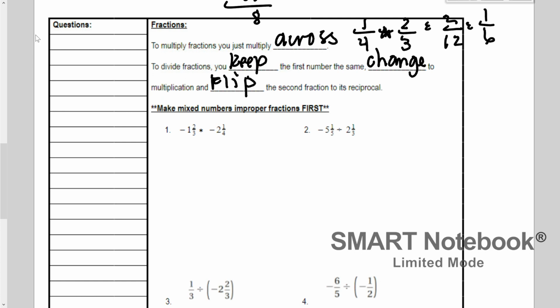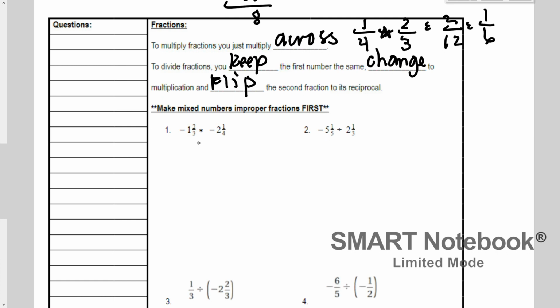Okay, so when we have mixed numbers, remember we have to make them improper fractions. This is not like adding and subtracting, where we could just add our whole numbers and then our fractions. That is not the same with multiplying and dividing. We cannot do that. That will get us the wrong answer. We have to make them improper and then multiply across.